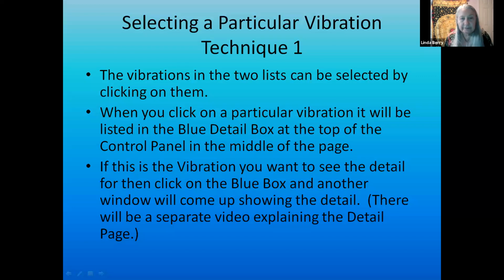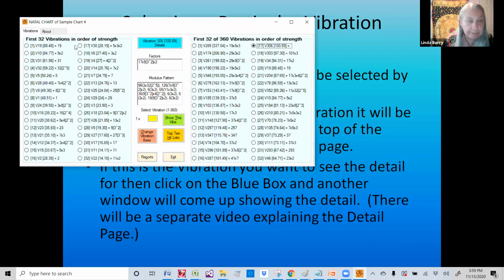Okay, now you've got vibrations in 2 lists here, and you can click on any of the listings with these little buttons next to them. And when you click on them, you can see that that particular vibration goes in the blue box. If I click on a different one, that one goes in the blue box.